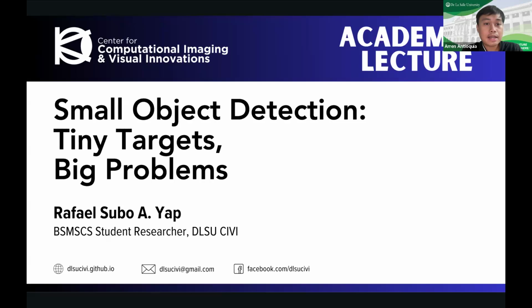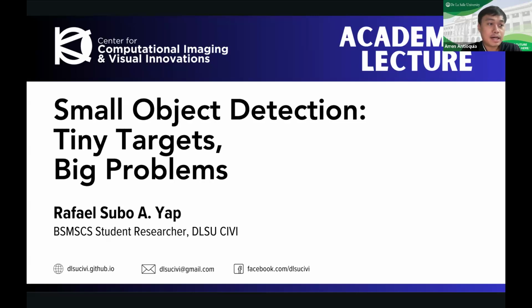So in this talk entitled Small Object Detection, Tiny Targets, Big Problems, it will be discussed by one of our, again, BSMSCS student researchers. Let me read the abstract for you. Small object detection is a specialized challenge in computer vision where objects occupy only a tiny portion of the image, making them difficult to detect and classify. As I've mentioned, this is a very important problem in object detection, primarily because there are a lot of applications wherein we need to detect tiny objects in our data.